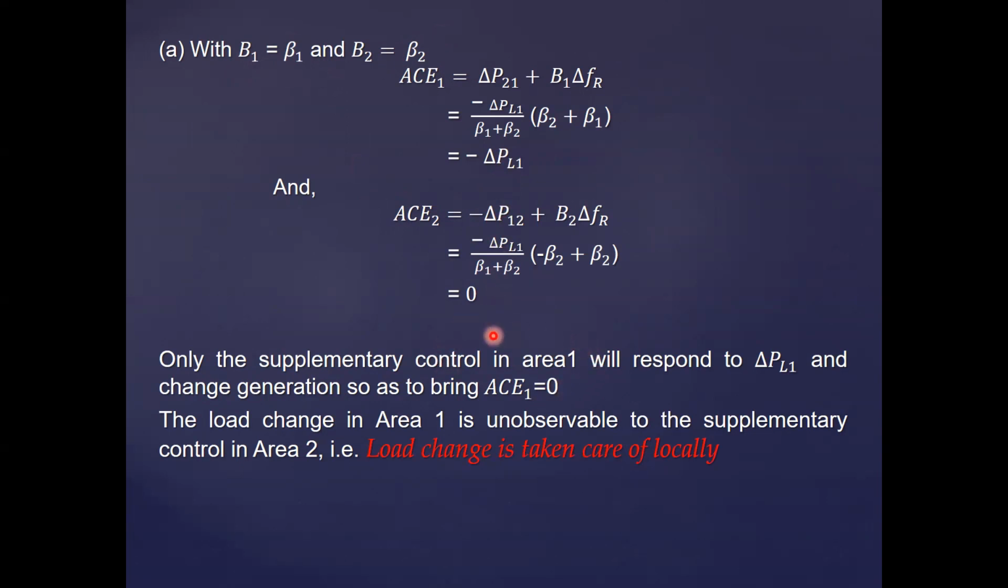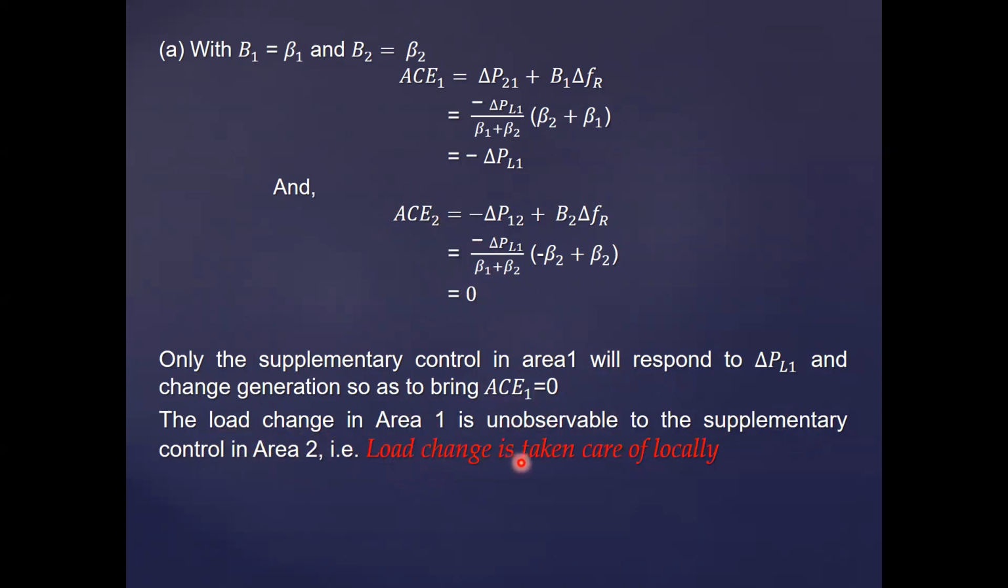So here you find that the supplementary control in area 1 will respond. That means a load change takes place in area 1, so the supplementary control in area 1 will be in action. In fact, there will be no response of the supplementary control loop in area 2 because it is 0 here. So that means the load change in area 1 is unobservable to the supplementary control loop in area 2.